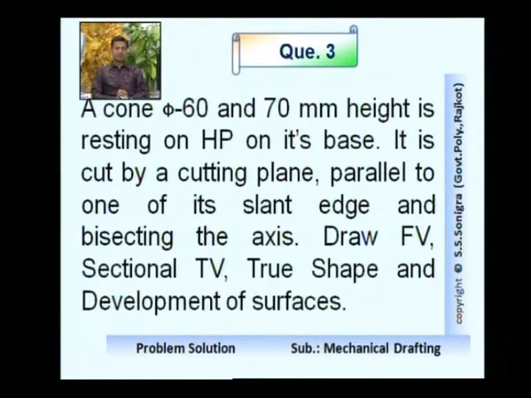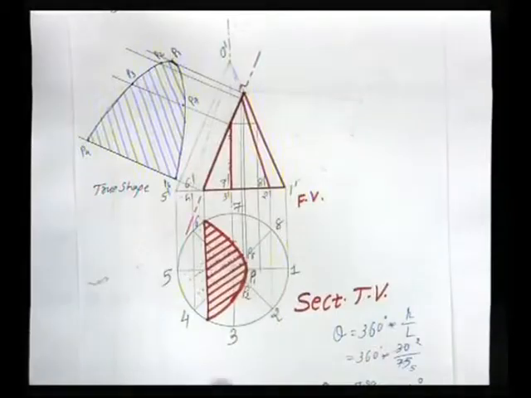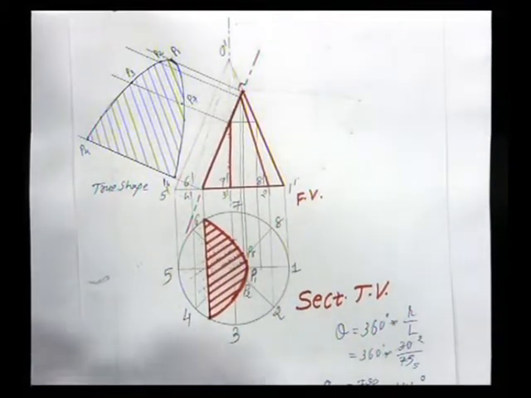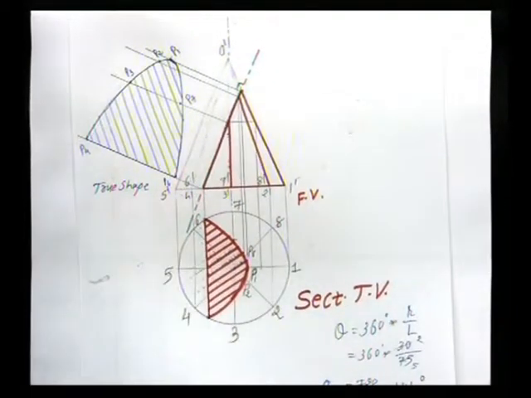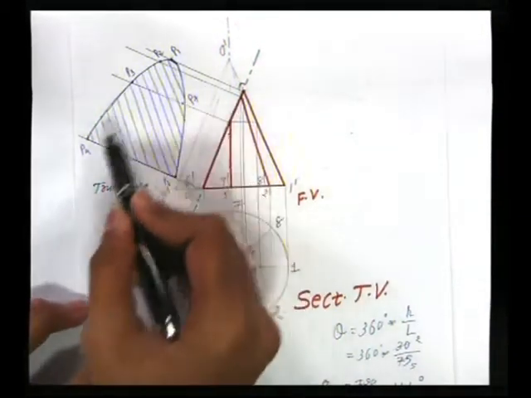So this problem we solved earlier. Only one step is added in this problem, that is development of the surface. Up to sectional top view and true shape we have drawn it previously. So the solution is shown over here. This is the solution of that problem which we drew earlier. This is the sectional top view. This is the front view as shown by the red colored pen, and this is the true shape of the section.